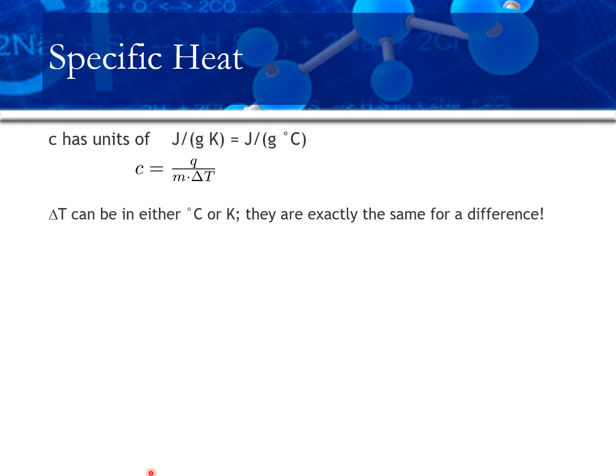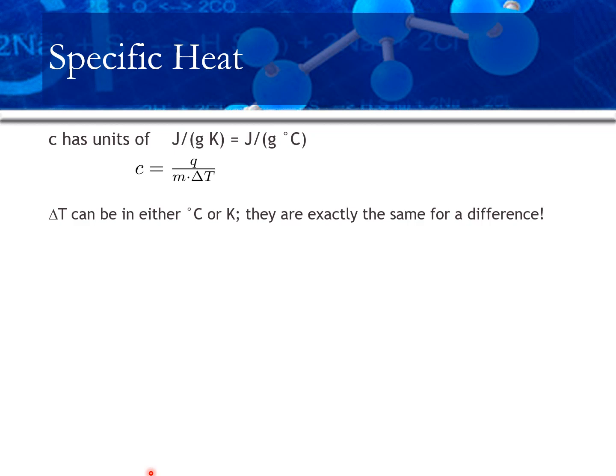The point of this is that the Kelvin scale, the units on the Kelvin scale, are exactly the same size as the units on the degrees Celsius scale. It just starts at a different 0. But when you take a difference, the difference you get is going to be identical.